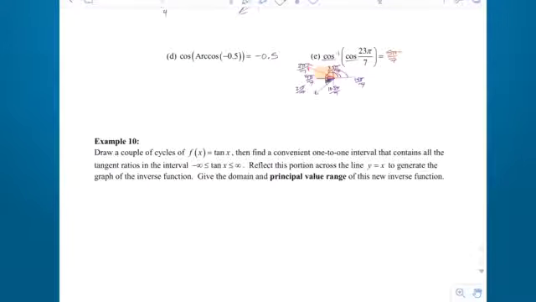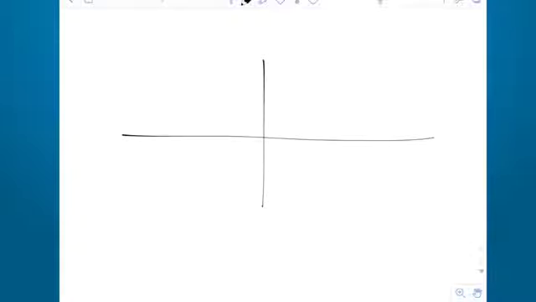All right, example 10. Draw a couple of cycles of tangent. All right, so we're going to meet arctangent now. Arctangent. Yes. If there's 6 trig functions, how many inverse trig functions are there? 6. This is number 3.